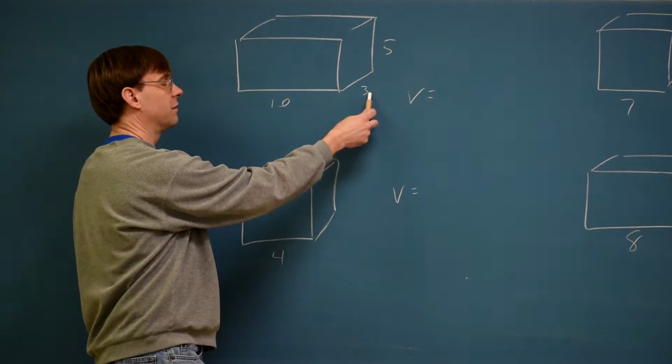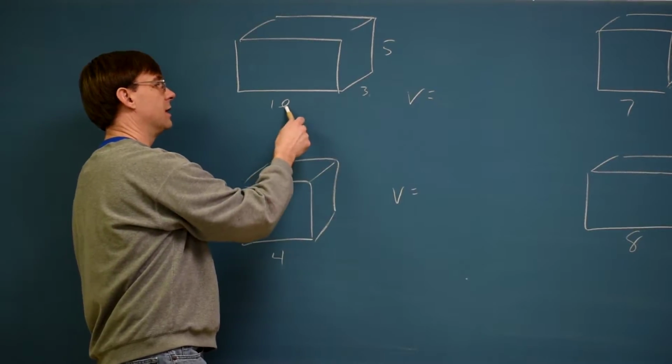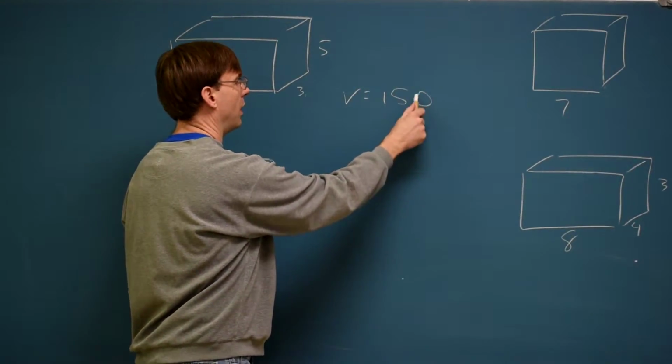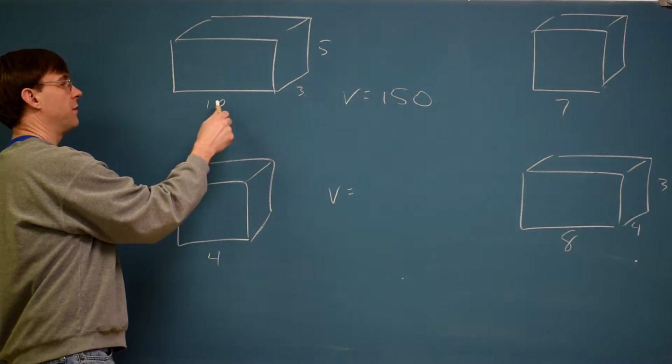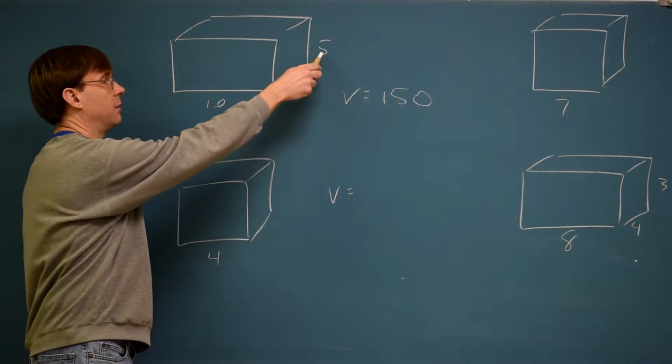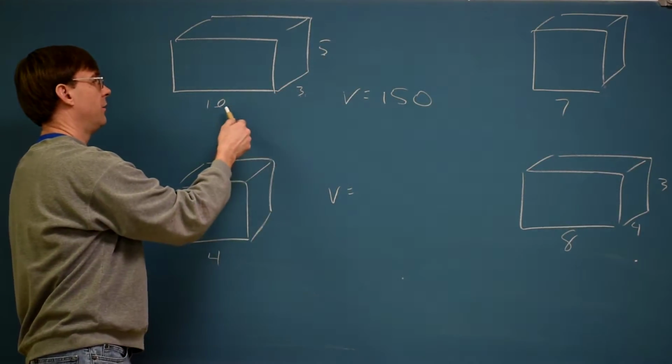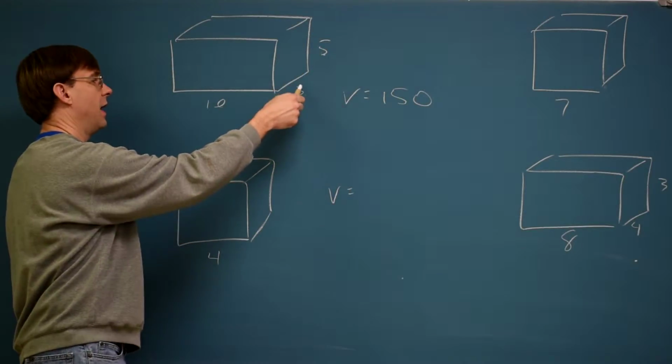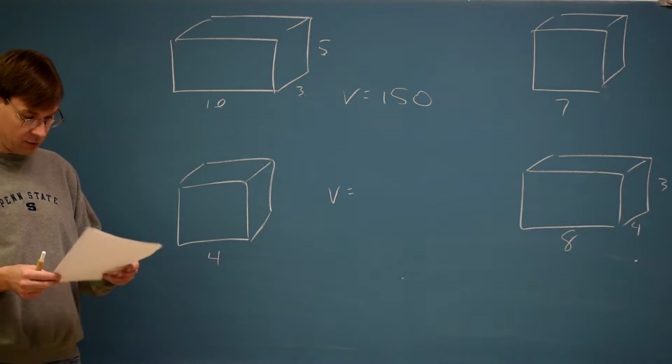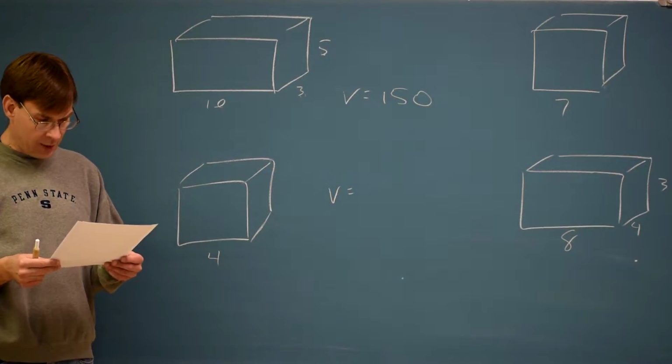3 times 5 is 15. Take 15 times 10, and you could come up with 150. But if you went 10 times 3 is 30, times 5, it's still the same. If you did 10 times 5 and then times 3, it's still the same. That doesn't really make any difference.